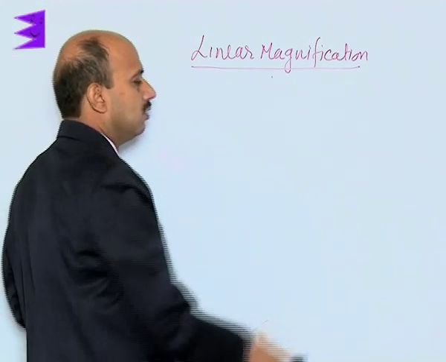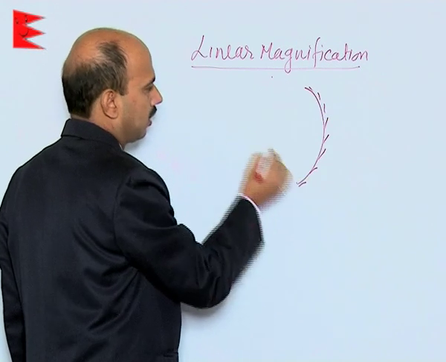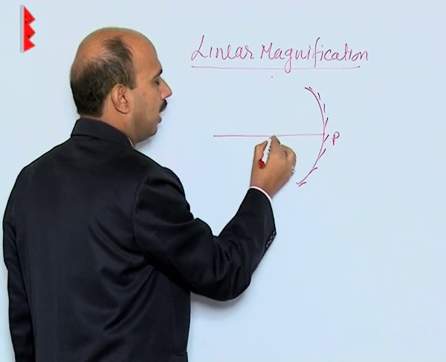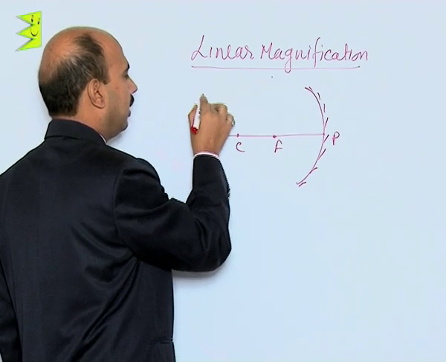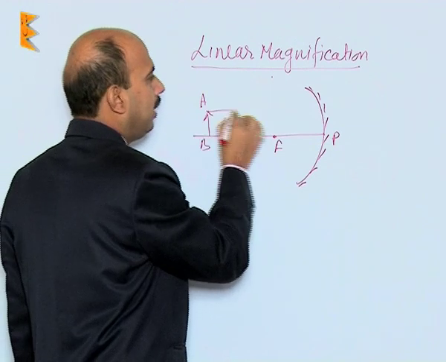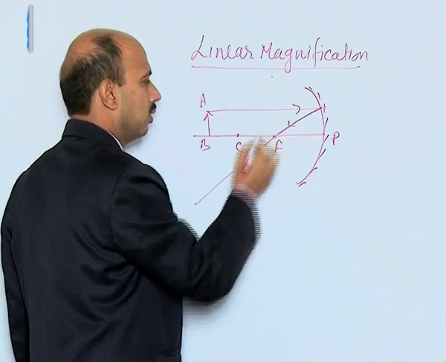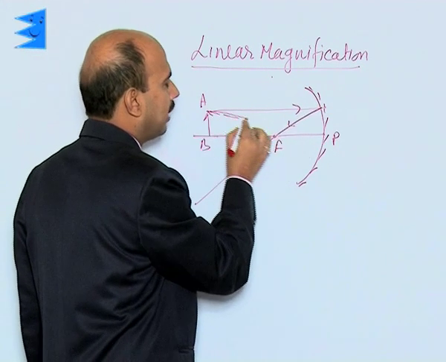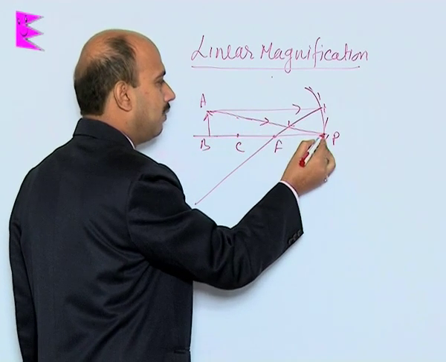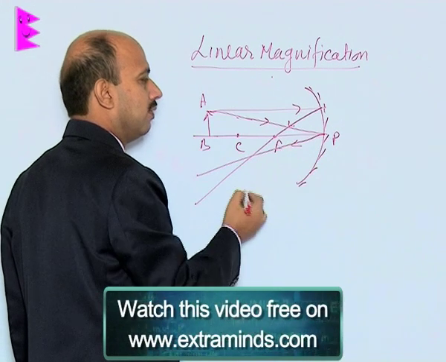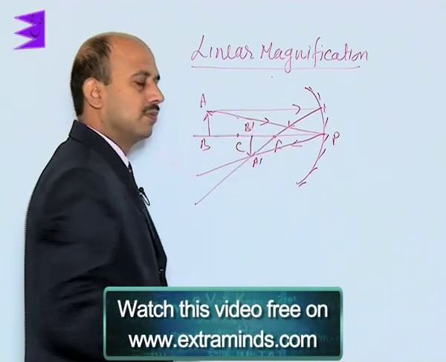distance and object distance. Suppose you have taken a concave mirror like this and this point is known as the pole and this is F, this is the C and the object is here, suppose that is A and B. We take one incident ray like this, after reflection it will pass through the focus. Another incident ray we take like this, which is coming and striking at the pole, and after reflection it is going in this way, that is the reflected ray. Image is obtained here, that is A dash and B dash.